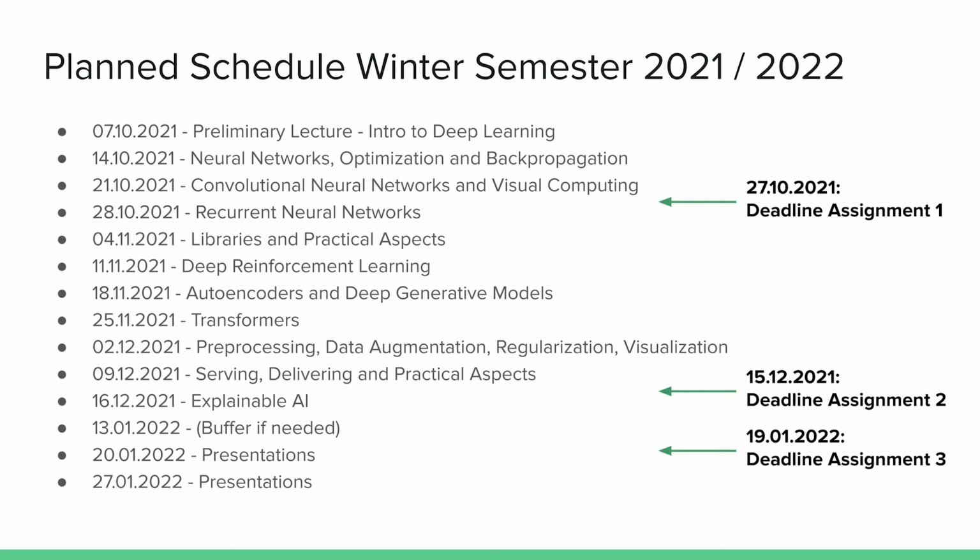And then there's a second assignment deadline before Christmas. So up until then, you will have time to hack away and do the second assignment. And before the end of January, you will have to finish assignment number 3. And as you can see here, there are 2 slots at the end, the 20th and the 27th of January, where you will be doing presentations.